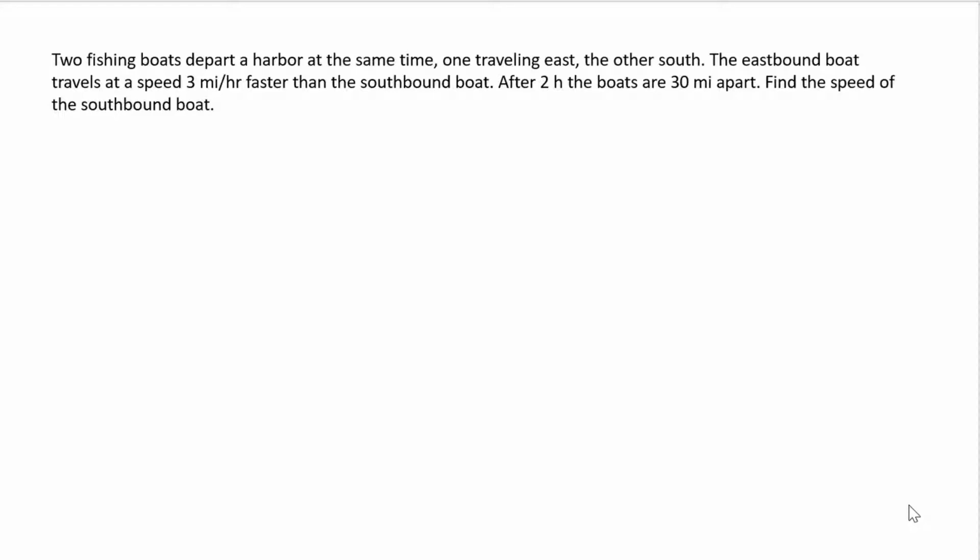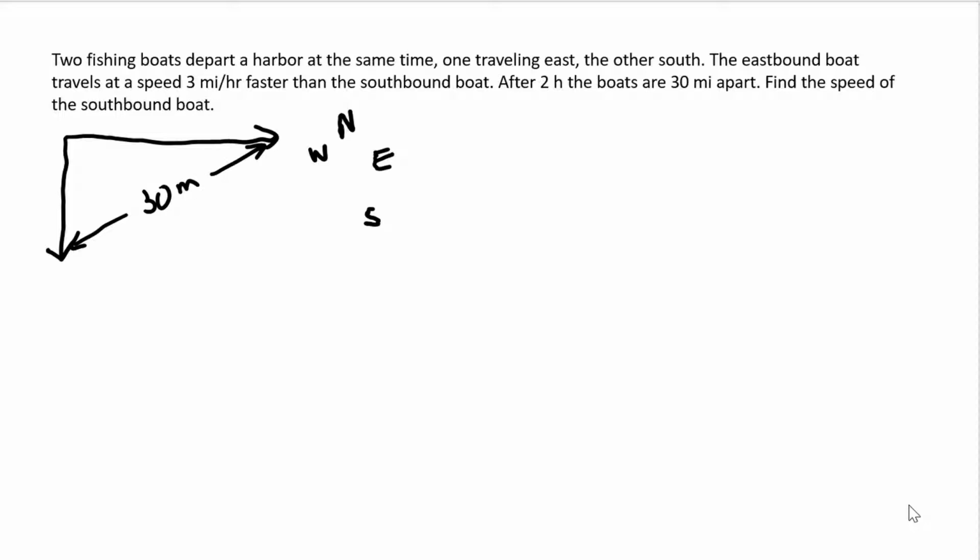So let's begin this by drawing a diagram that illustrates the problem. We have a boat going south and a boat going east. In case you forgot, for directions I use "never eat sour watermelons." And so we have this distance. We understand that after 2 hours, the boats are 30 miles apart. Now, this is eastbound and this is southbound.